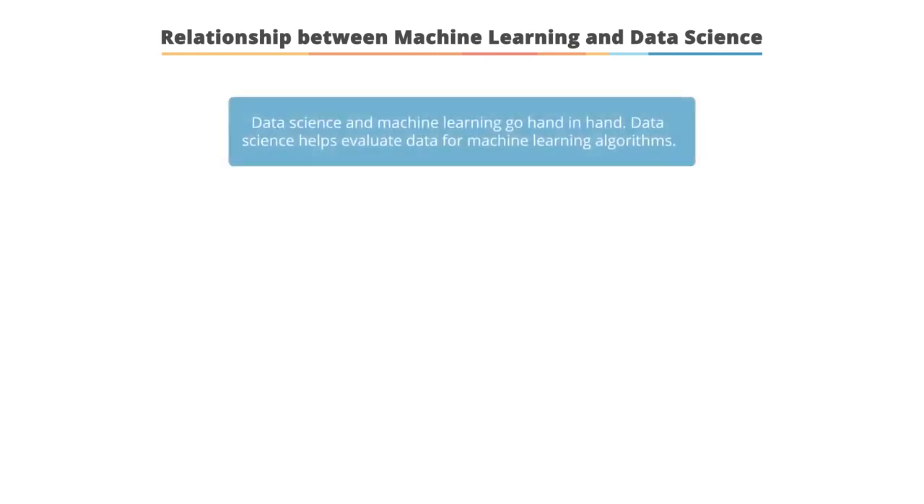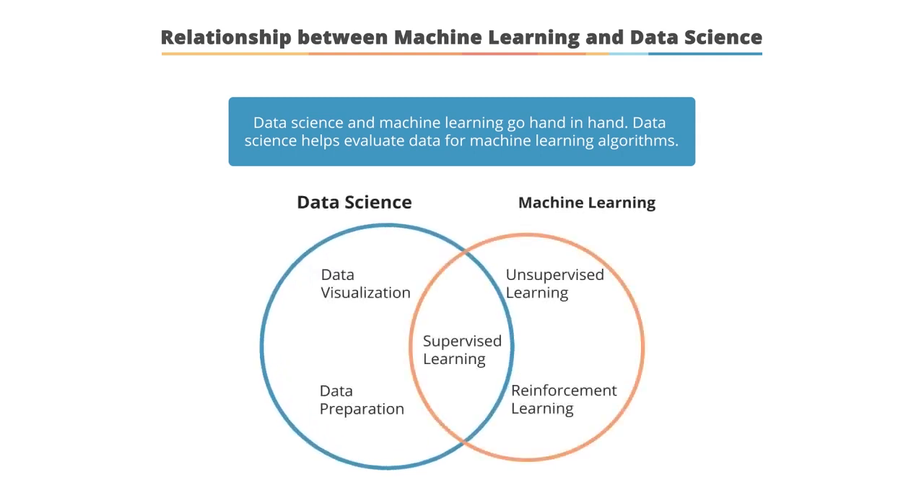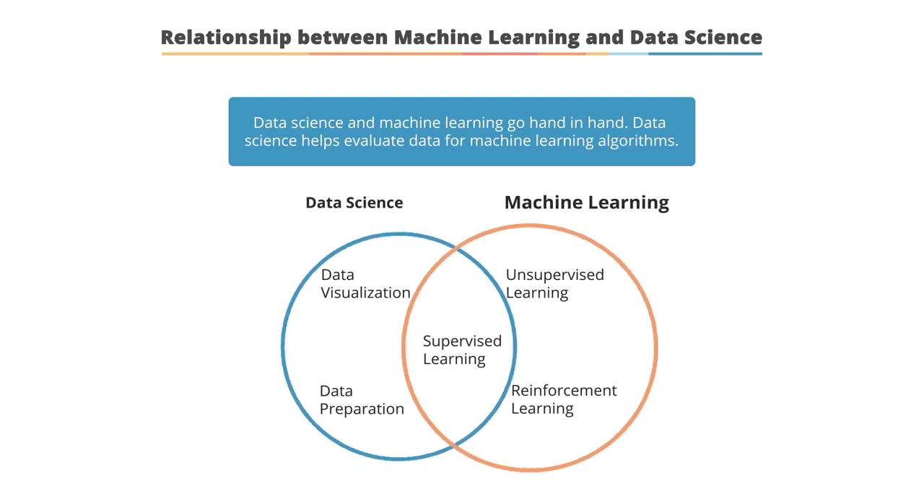Let's now understand the relationship between machine learning and data science. Data science and machine learning go hand in hand. Data science helps evaluate data for machine learning algorithms. Data science covers the whole spectrum of data processing, while machine learning has the algorithmic or statistical aspects.